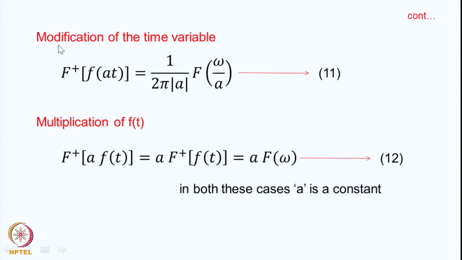Now, if you modify the time variable, for example, you have a function f of t, which we considered earlier, and we are taking a Fourier transformation. Now instead of t, I multiply this by a constant a. What will be its consequence in the frequency domain if I do this? I multiply the time domain variable by a constant, then I ask, when you do Fourier transformation, what will be the consequence? You can see here, it will become 1 divided by 2 pi times modulus of a into f of omega by a.